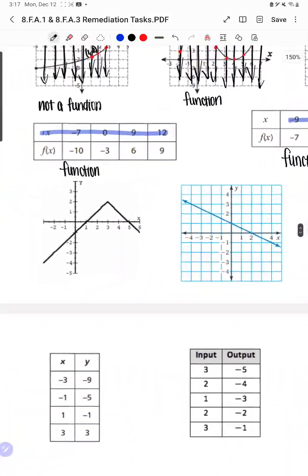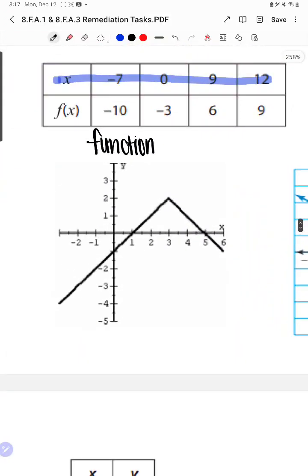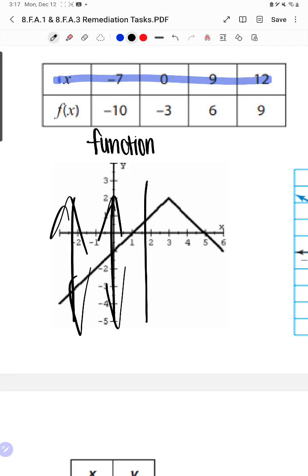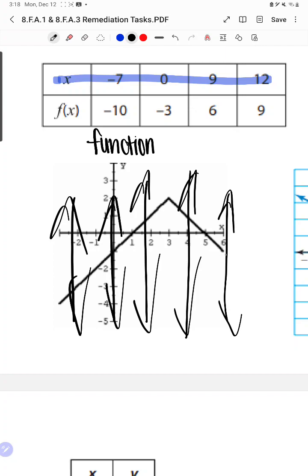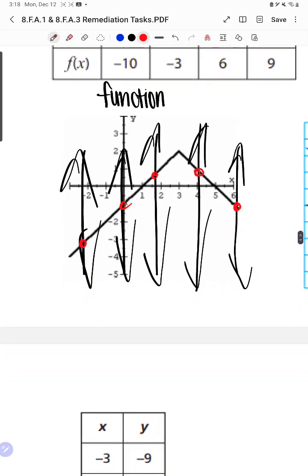All right, let's take a look at these graphs. Once again, we're just going to do the vertical line test, and that's good, that's good, that's good, that's good, that's good. All of these are only crossing through at one point. So since they're all only passing through the graph at one point, we can automatically know that this is a function.